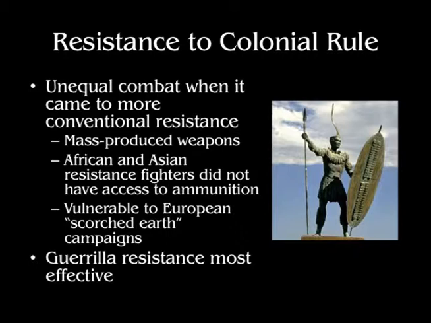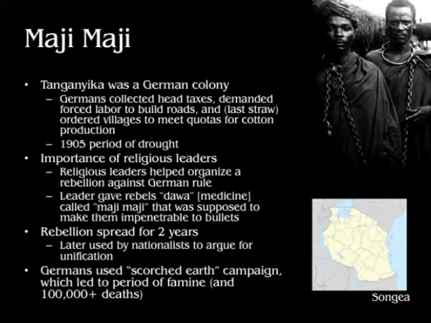It ends up being that the Shaka example, that little picture on there is of Shaka Zulu, was not the most effective for most African states. Instead, most African resistance is more effective as guerrilla warfare. One example of this is the Maji Maji. This was a rebellion in Tanganyika, which was a German colony around the turn of the century.